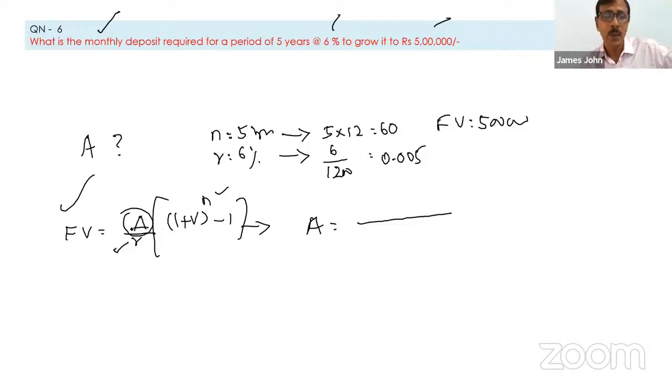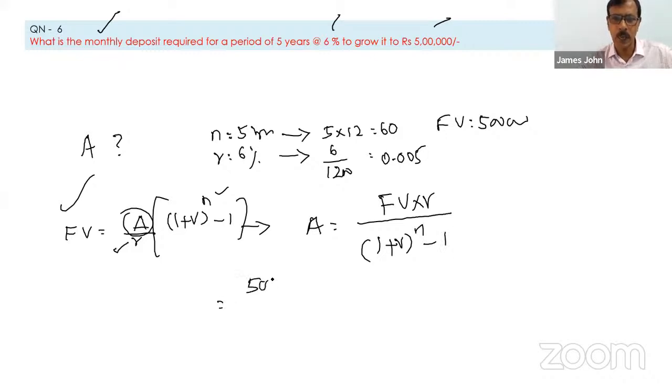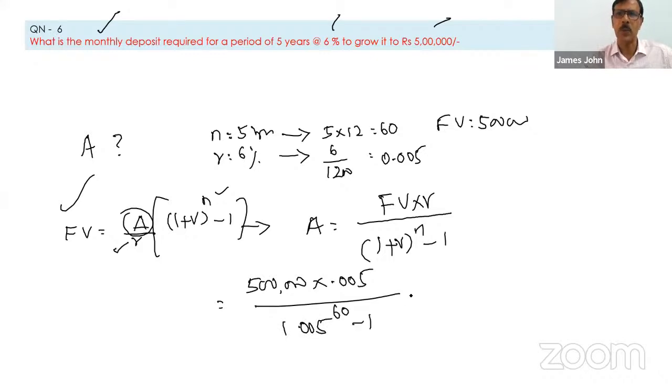So tell me the formula. From this, you cross multiply. Numerator will be future value into R. Denominator, 1 plus R the whole raised to n minus 1. Now you substitute. Future value is 5 lakh into R 0.005 divided by 1.005 raised to 60 minus 1.